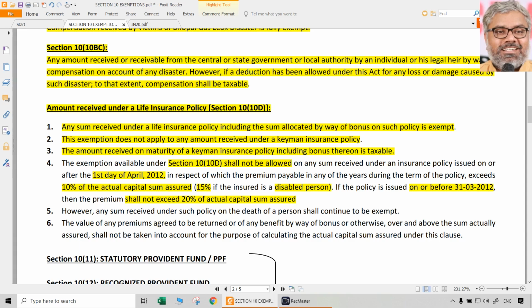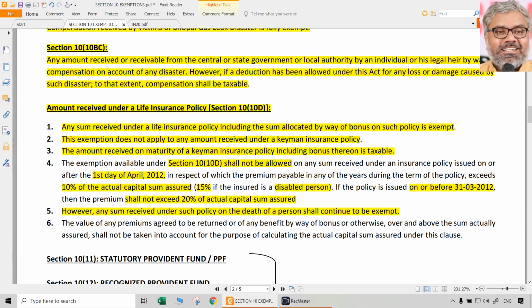That is the condition. If these conditions are satisfied, then the amount received by way of proceeds from a life insurance policy, maturity, etc., including the sum allocated by way of bonus on such policy, shall be exempt. But here also there is one more point. This can be a kind of MCQ type question. If any sum received under the policy is on the death of the person, then it shall continue to be exempt. So the 10(10D) conditions of 10%, 15%, 20%, all these things are not applicable if the sum received is in relation to the death of that person.